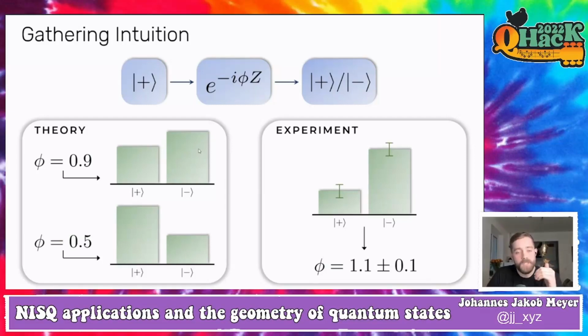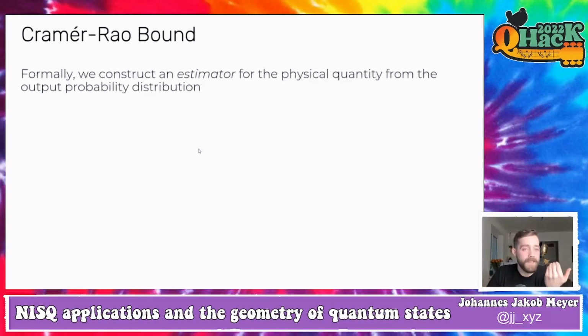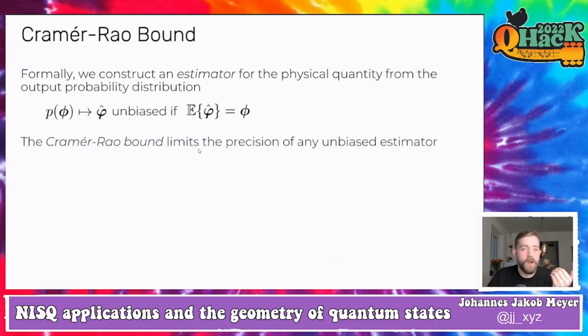Now, what is cool, and where this Fisher information comes in, is via the Cramer-Rao bound. What we formally did in this process, mathematically, is construct an estimator for this physical quantity, namely this phase, from the output probability distribution. I use this curly phi for this estimator. We call it unbiased if in expectation we actually output the correct parameter. So if we try enough times and average, we should get the correct outcome on average. For any such unbiased estimator, the Cramer-Rao bound limits the best precision you can achieve, and it looks like this.